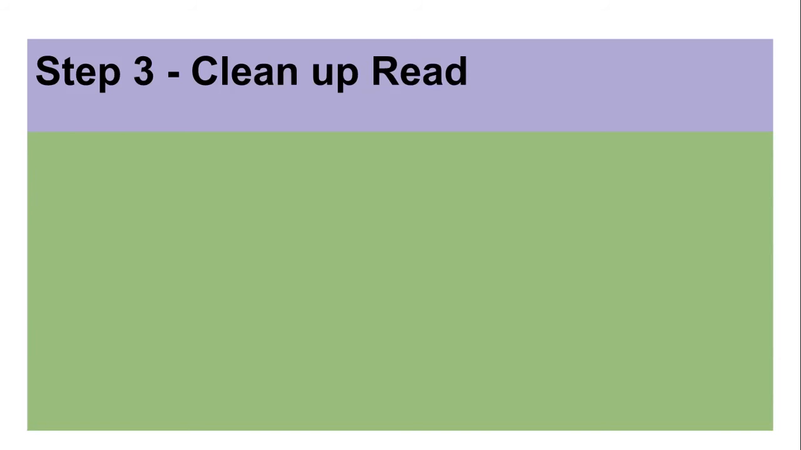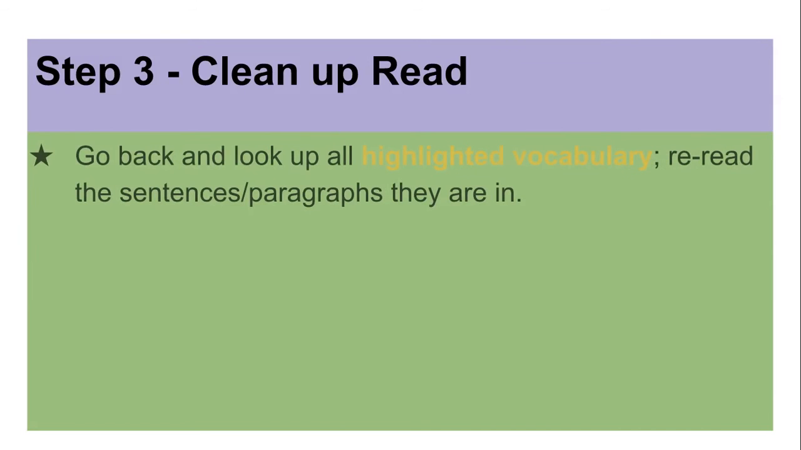Okay, now we're going to move into step 3. This is what we like to call the cleanup read. This is where you're going to go back and deal with any sections, words, or phrases that were not clear in the first read. You're going to get in there and clean up your understanding. So go back and look up all of the highlighted vocabulary, all of the words that you underlined or highlighted, and reread the sentences or paragraphs that you find them in after you have checked the definition.